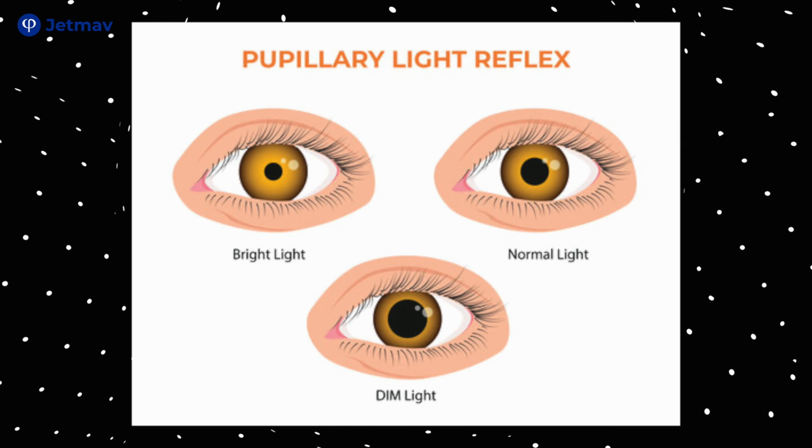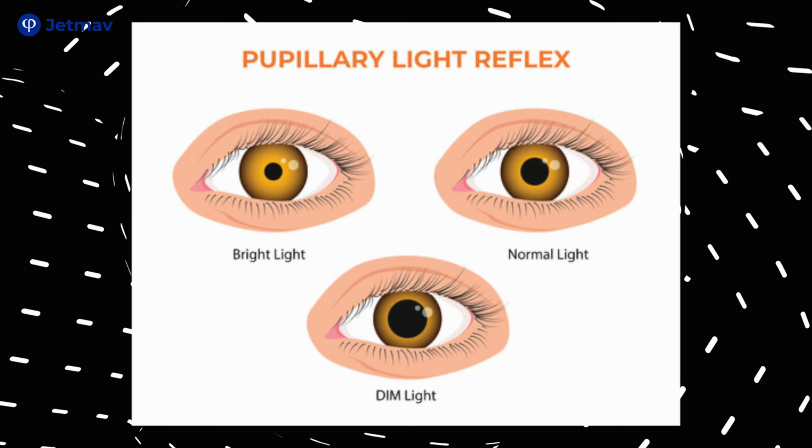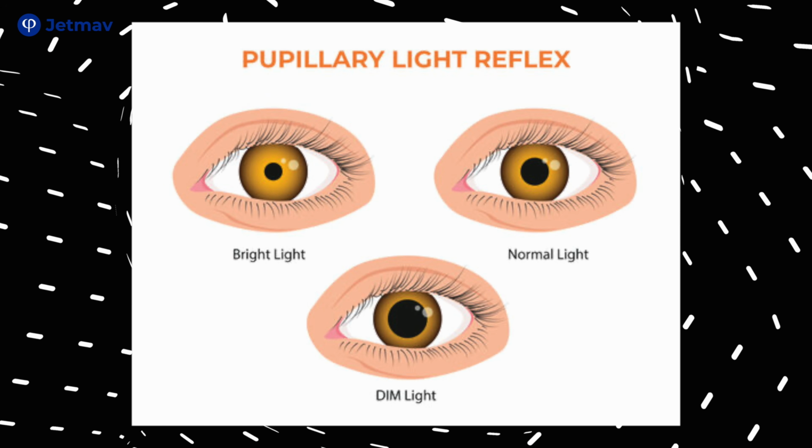Now, the light reflex is the constriction of the pupil, which is elicited by an increase in light intensity. Now, this protects the retina from excessive light and optimizes vision.